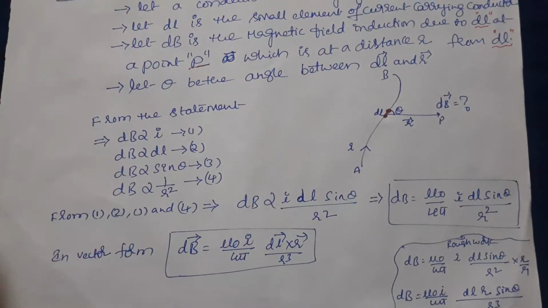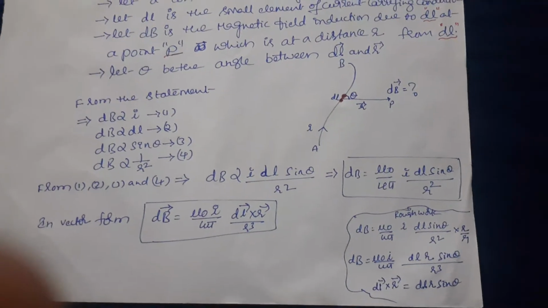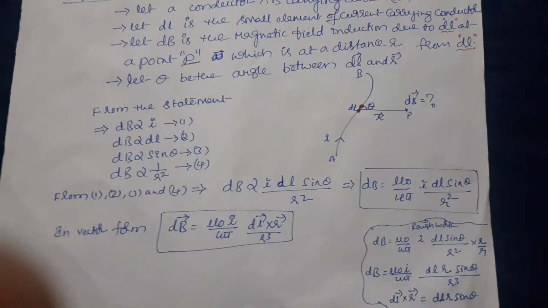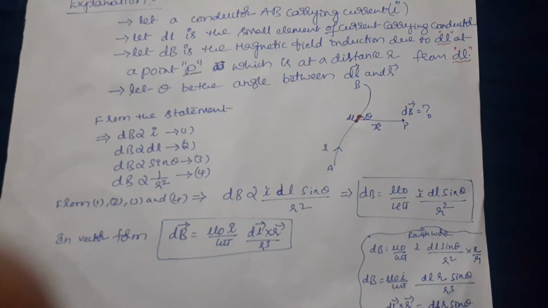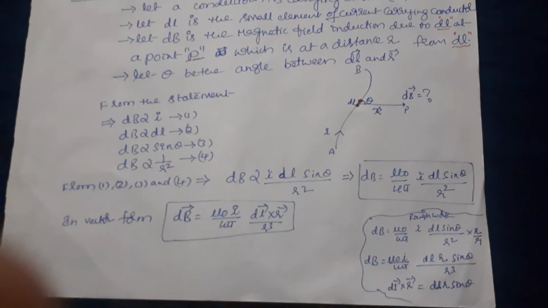The proportionality symbol is eliminated, students, and a constant is written, which is mu naught by 4 pi. That is dB equals mu naught by 4 pi into I dl sin theta by r square.